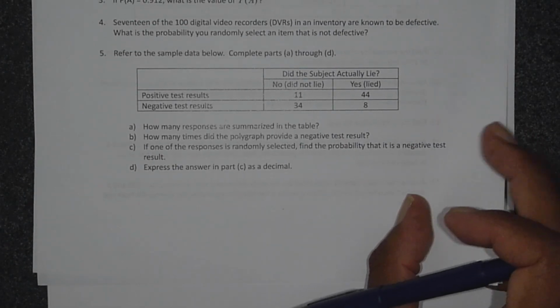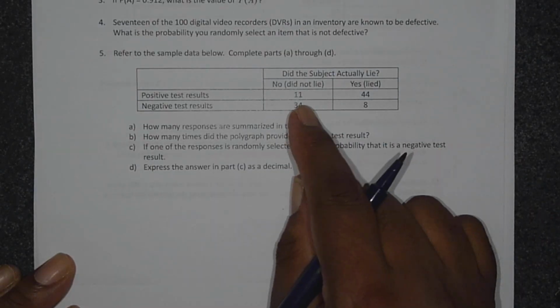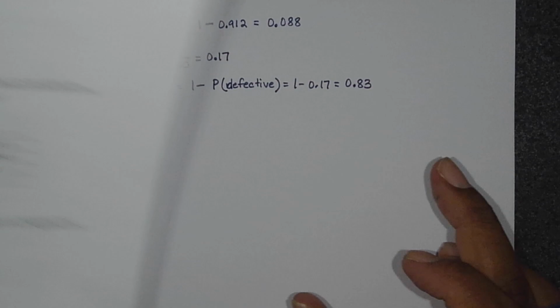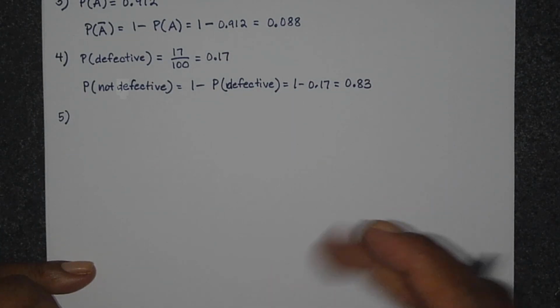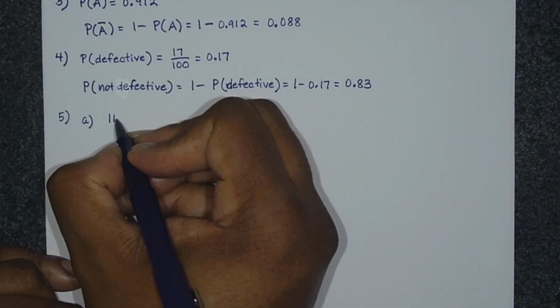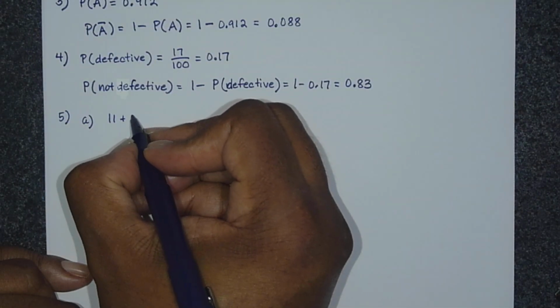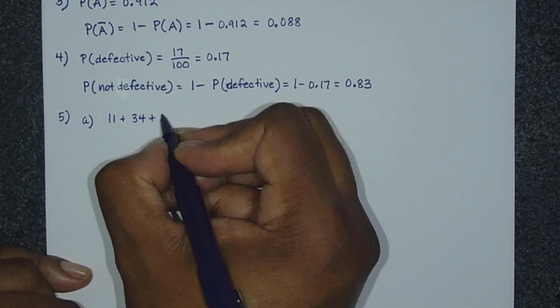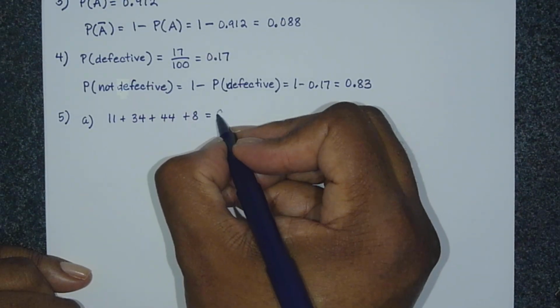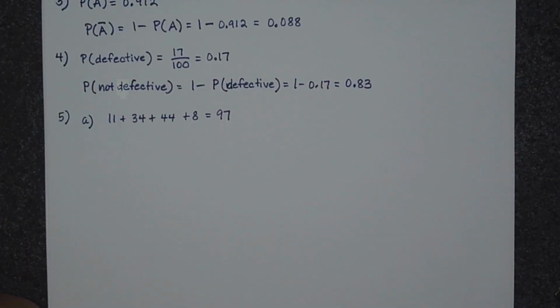So here we just have to add those four numbers that you see in that table, and that will tell you the number of responses that are summarized. Okay, so what's 11 plus 34 plus 44 plus 8? 97. So that means that there are 97 responses summarized in that table.